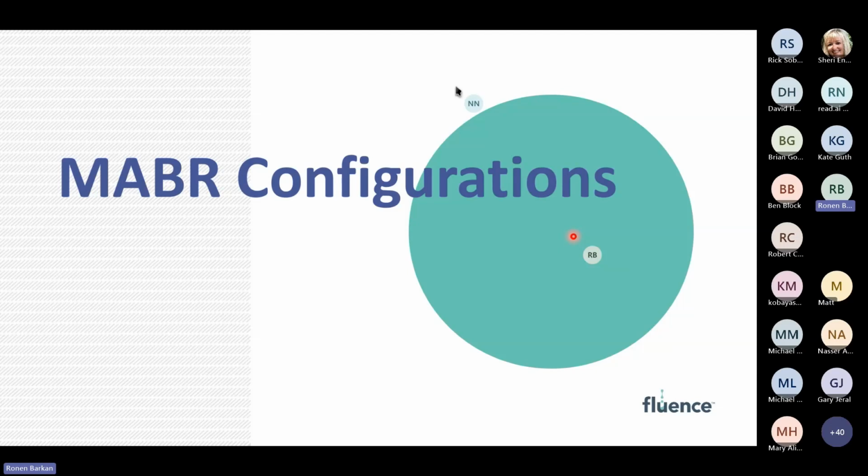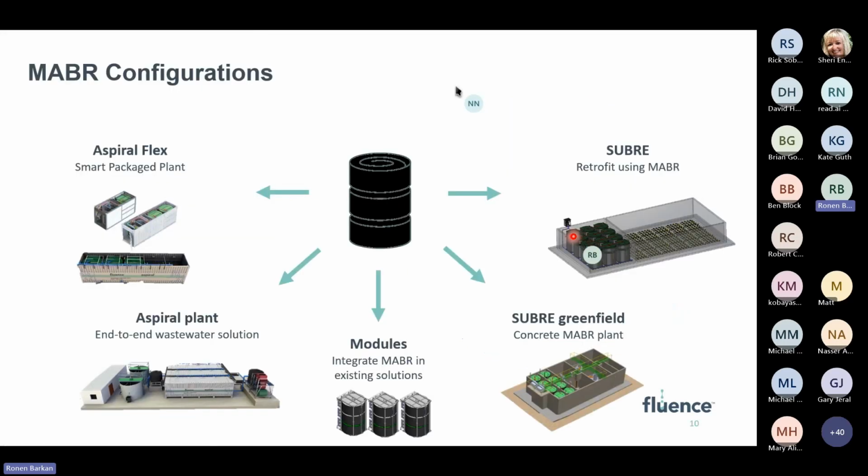But as I'm referring to it, MABR is a technology, it's not a product. So what Fluence has done is taken the technology, which is represented in the center of the screen, and created multiple products around that technology. In today's webinar, we will focus on the Aspiral Flex product, and later on, Neri will discuss our SUBRE product and some updates associated with it.